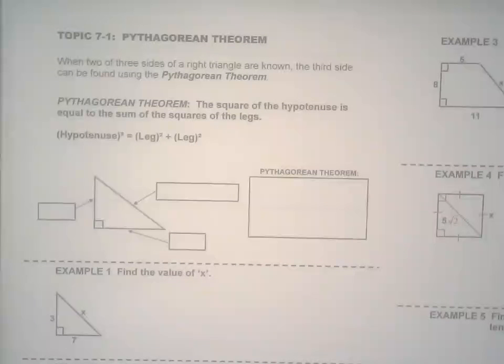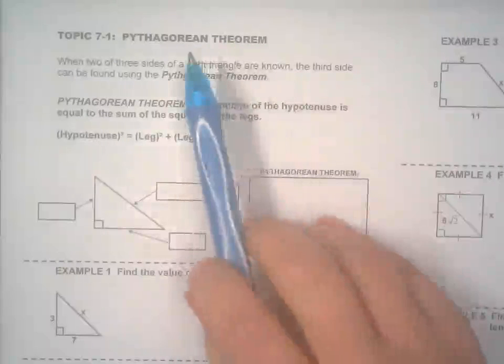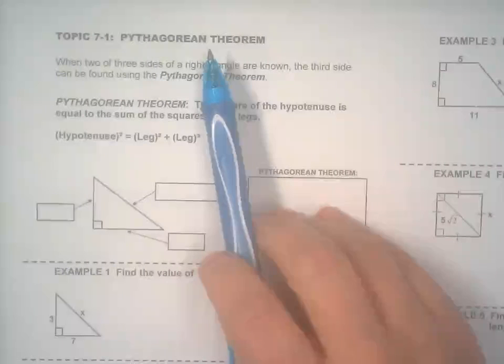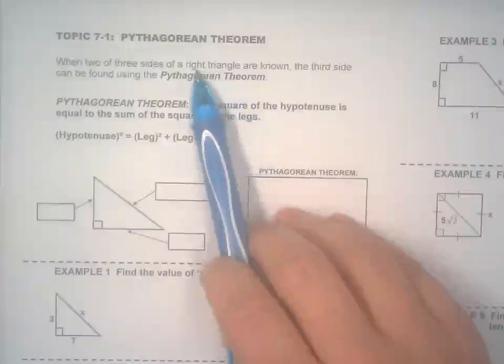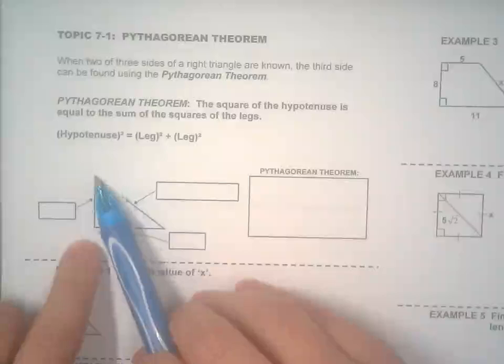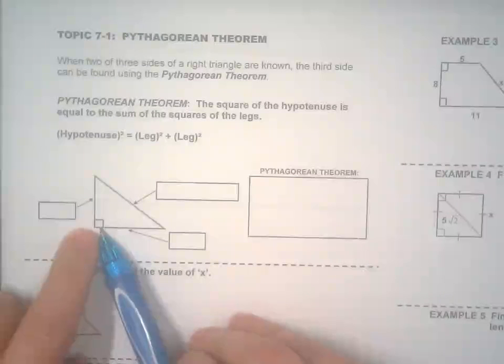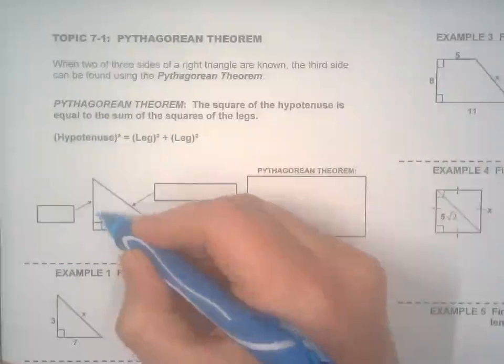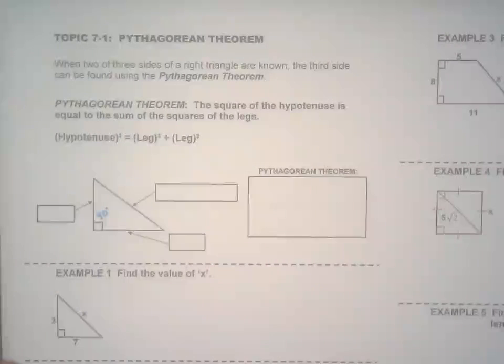Hi guys. Today we're doing the Pythagorean Theorem. Most of you remember this from middle school and the years before. In order for us to be able to use the Pythagorean Theorem to help us out, we need to have a right triangle. A right triangle is when you have this one 90-degree angle right there in the triangle.